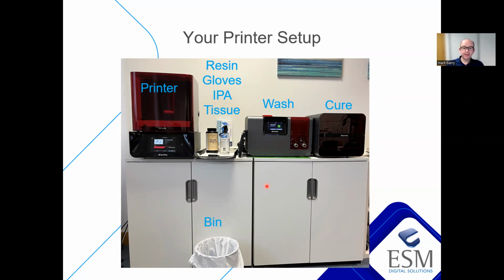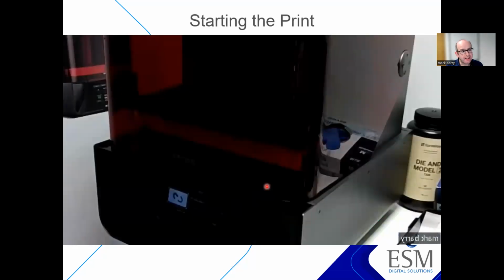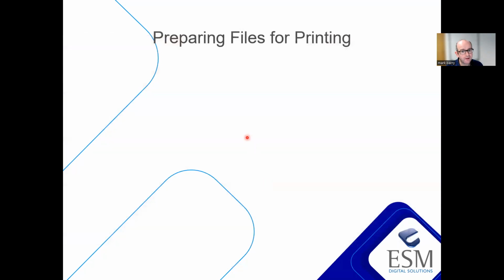That wasn't a badly placed photograph. I intentionally put the bin there because we're going to be wiping down, cleaning up resin. Resin printing isn't messy. People are messy. Sometimes people think printing is an awful messy solution. Sometimes it is because of the system you have. Again, something we like about the SprintRay solution, it's easy to be clean, but always having a bin to hand is very convenient. So let's take a quick look into preparing the files for printing.